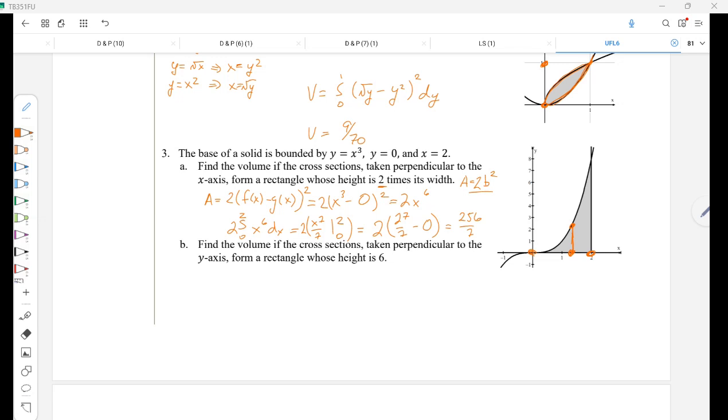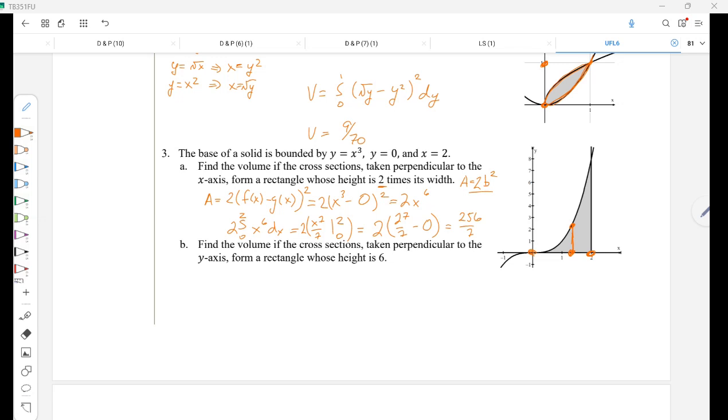I got 8 fingers up, so I'm right. Exciting, right? A shape that doesn't really exist in real life has a volume of 256 sevenths. This is what you signed up for.